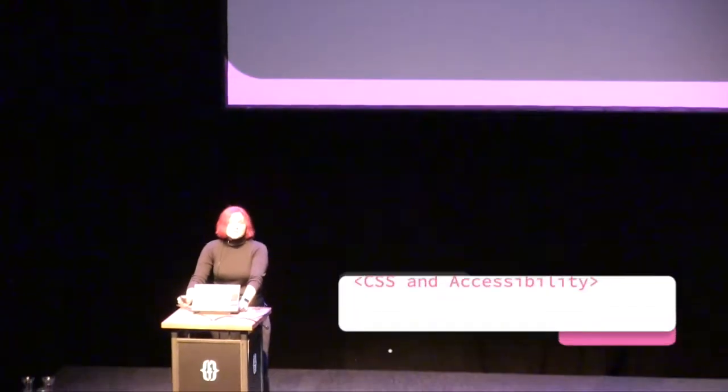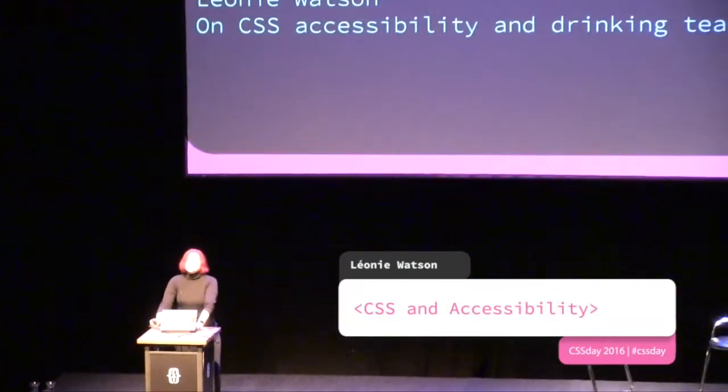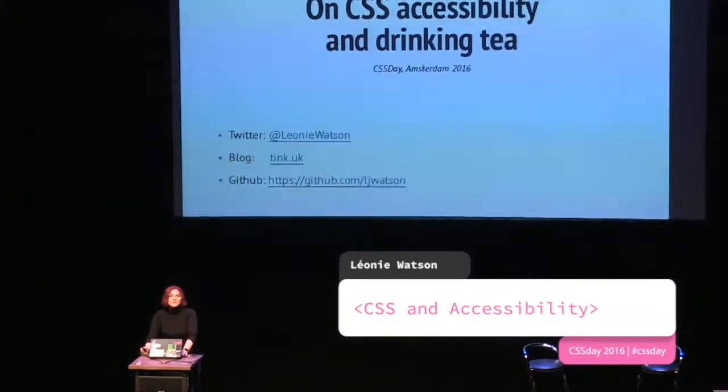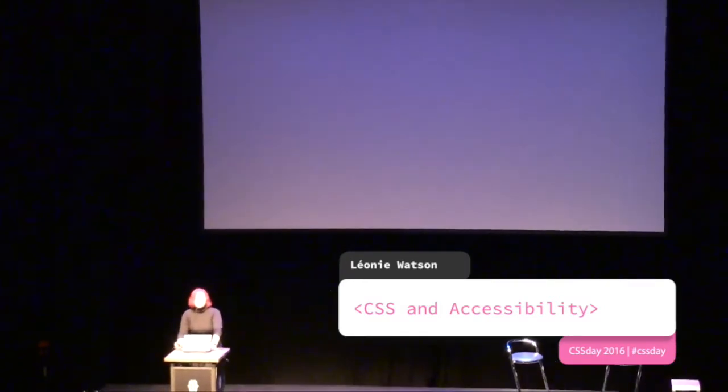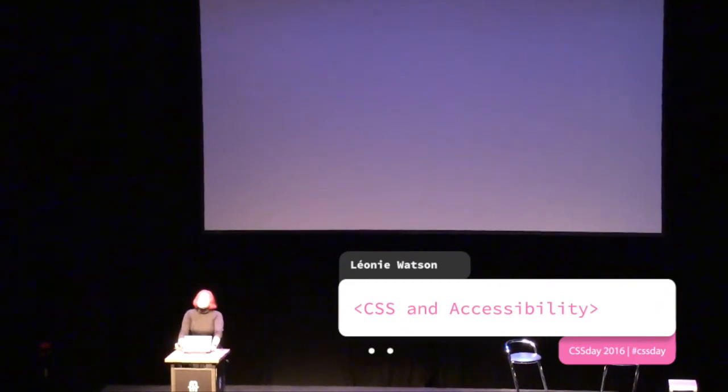Today, I'm going to talk about accessibility, because that's what I do, and drinking tea, because I'm British, and that's what I do. So I want to take you back to look a little bit at some history, look at CSS and how it affects accessibility, and take a little bit of a look at something that's a bit more speculative in CSS and accessibility as well.